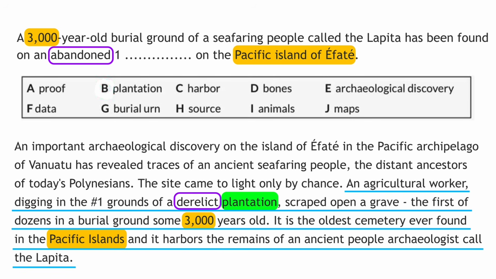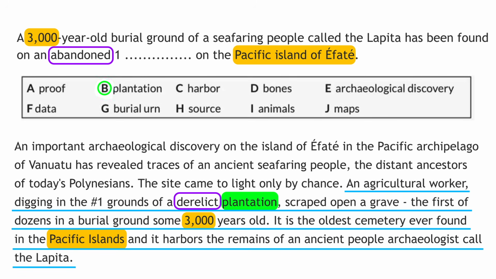So we read the answer choices here, right? We see if the word plantation is in the answer choices or not. If there is the word plantation, then that's the correct answer. If not, we have to read the next sentence or the sentence before. We see that plantation is letter B, and that's the answer here.